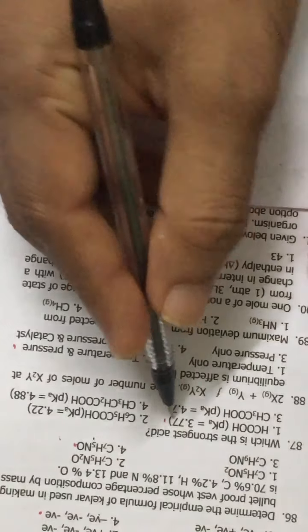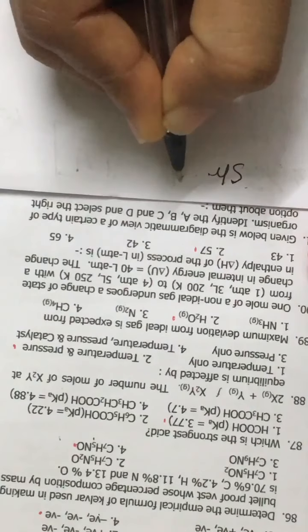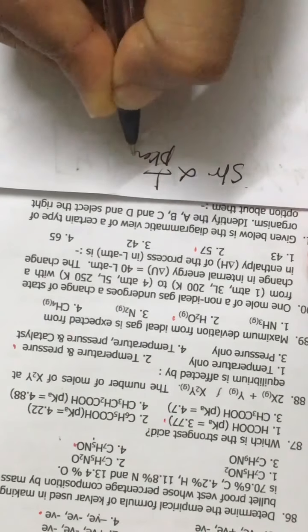Look at question number 87. The strongest acid: the strength of acid is inversely proportional to pKa. Lower the value of pKa, stronger the acid is. Now look at question number 88.